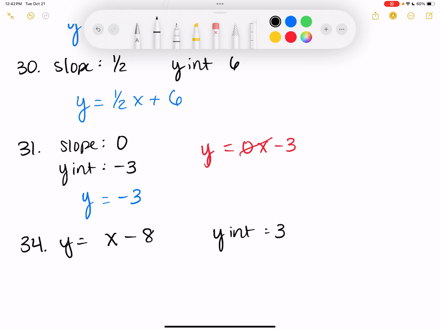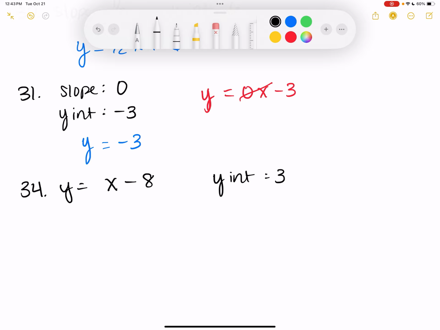So what's true about parallel lines in regards to their slopes? They have the same slope. So what would the slope be then? Y equals x minus 8. What number's in front of x? 1. Positive 1. So my slope is 1 on this line. That means the slope of my parallel line also has to be 1. So my equation is y equals 1, which you don't have to write, x plus 3. So that's the equation of the parallel line.